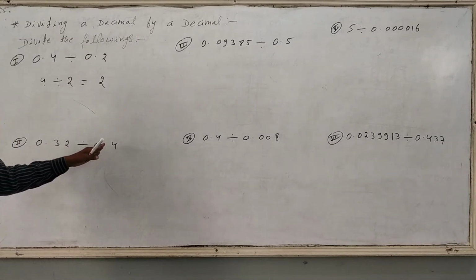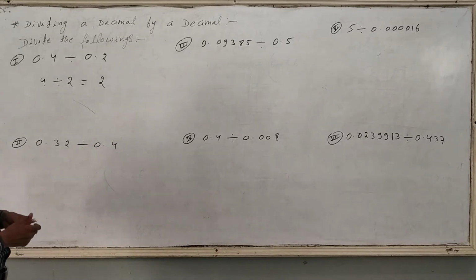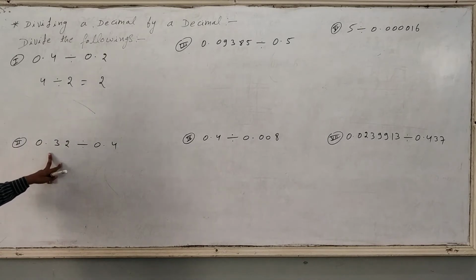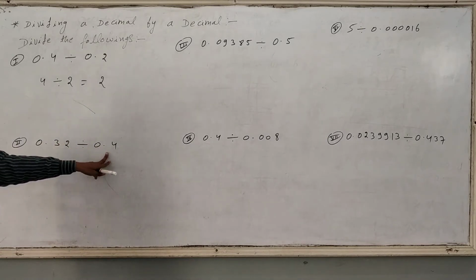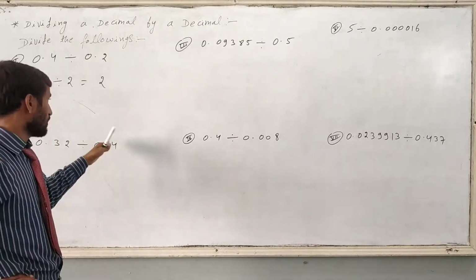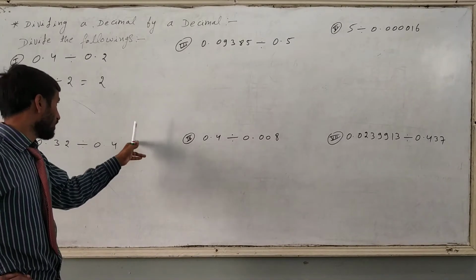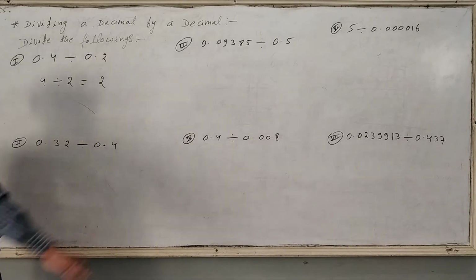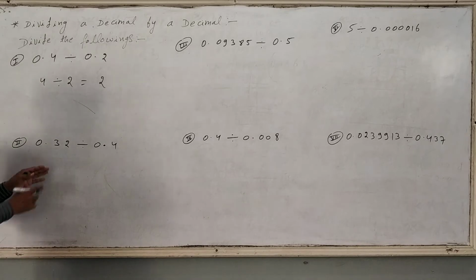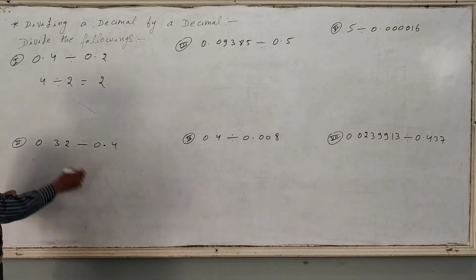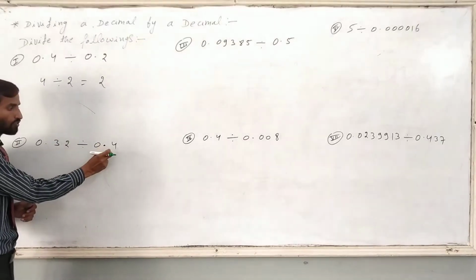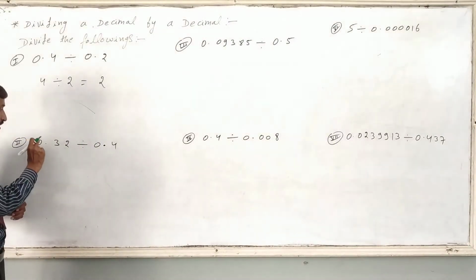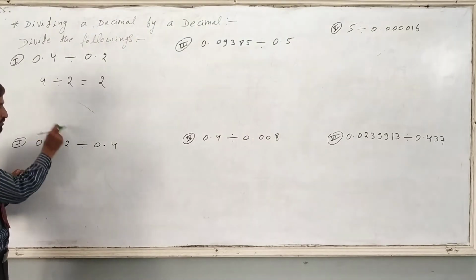0.32 is divided by 0.4. How do we divide? Here there is one decimal place, and there are two decimal places. In the divisor we have to remove one decimal place, which means this decimal moves from left to right. The same you have to follow in the dividend: if you remove one decimal place in the divisor, you also have to remove one decimal place from left to right in the dividend.